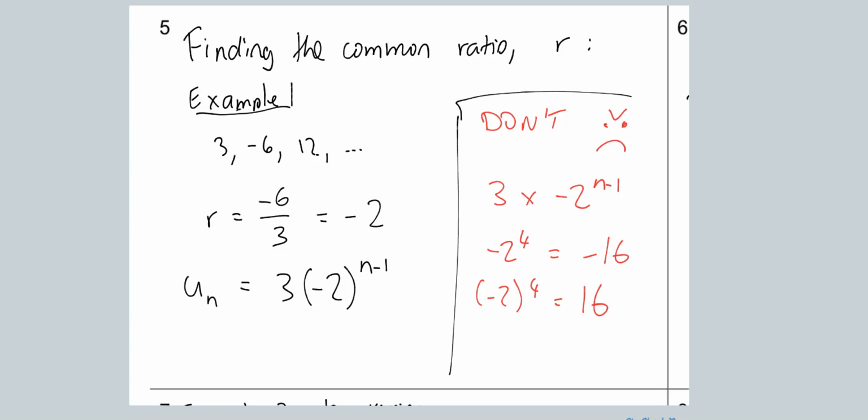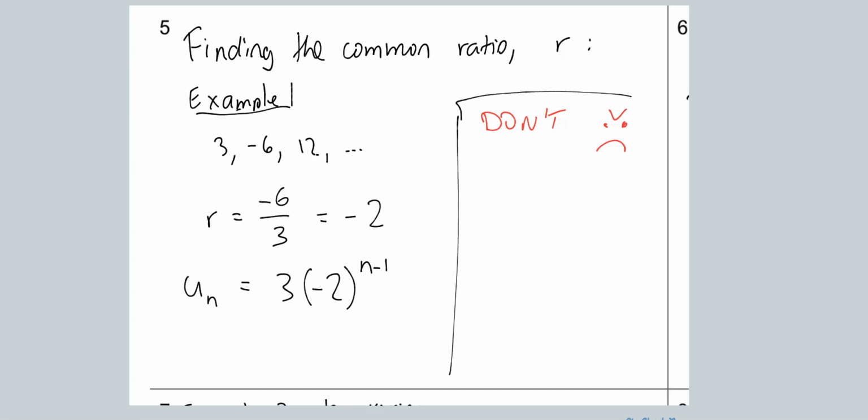Negative 2 to the power of 4 is negative 2 times negative 2, which is positive 4, times negative 2, which is negative 8, times negative 2, which is 16. As a general principle, and you'll need to know this for geometric sequences, if you raise a negative number to an odd power, the result is negative. If you raise a negative number to an even power, the result is always positive.